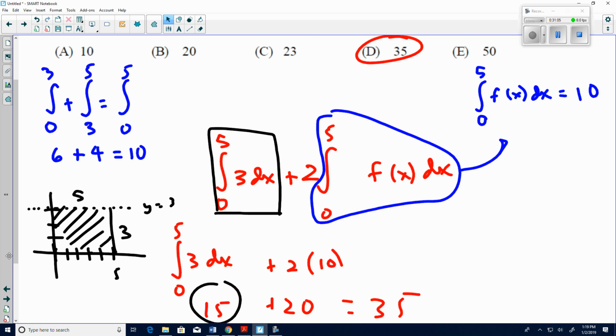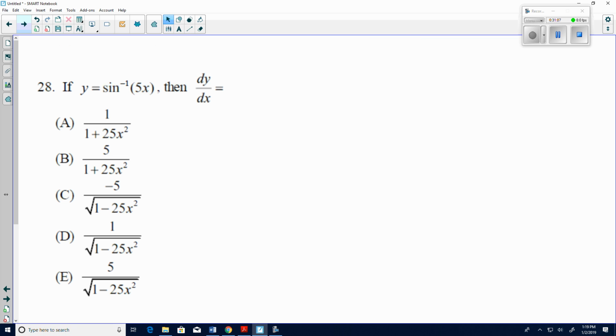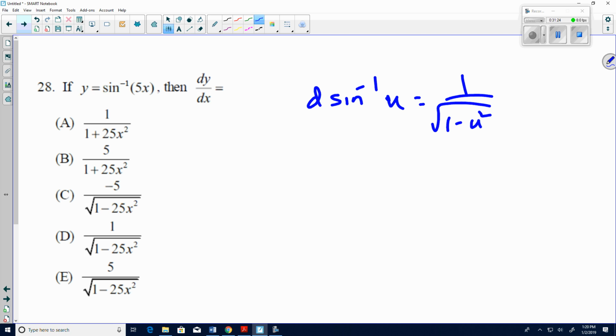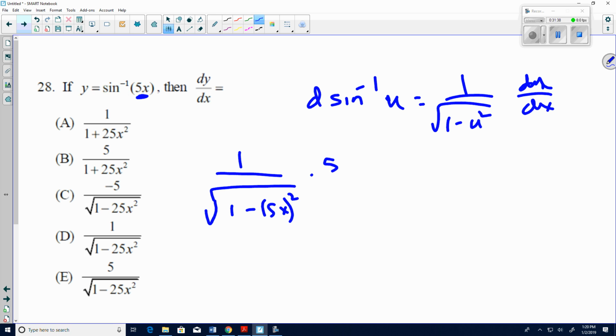Okay, 28. Sine inverse. Well, this is one that I guess you just have to know. The derivative of sine inverse of u is 1 over the square root of 1 minus u squared, and then don't forget the chain rule, du/dx. So u in this case is 5x. So we have 1 over the square root of 1 minus (5x) quantity squared, and then times 5. So choice E.